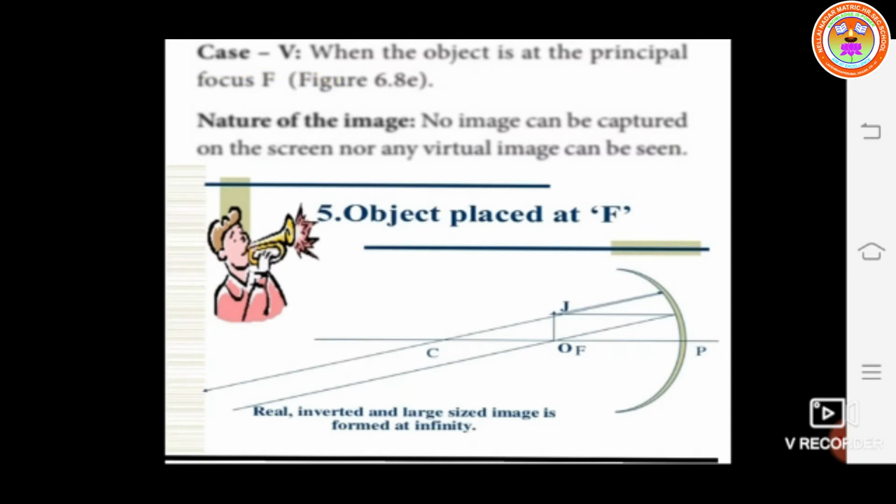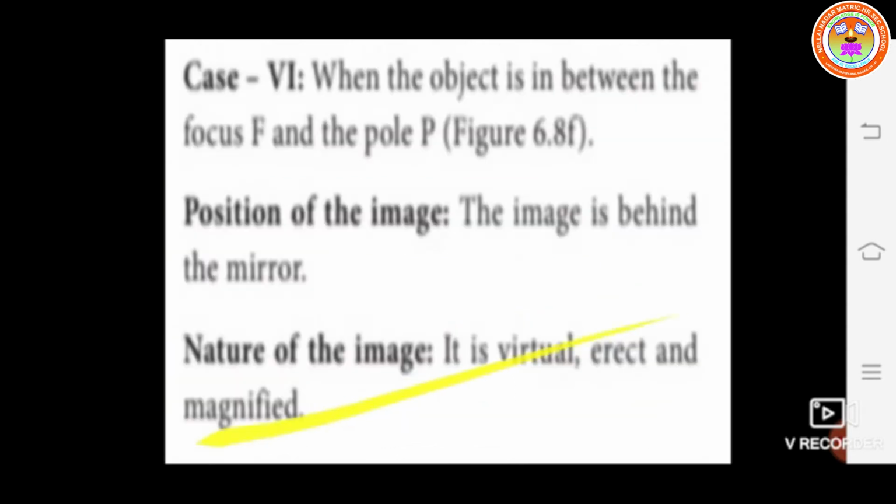Next, case 5: when the object is at the principal focus, no image can be captured on the screen, nor can any virtual image be seen. When the object is placed at the principal focus, we cannot catch the image. There is no virtual image, because the image is formed at infinite distance, so we cannot catch that image.